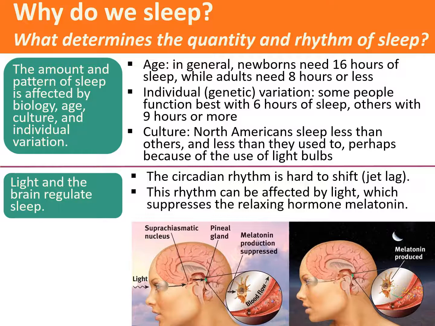So that SCN, in the presence of light, will tell the pineal gland to stop making melatonin, the hormone melatonin. And when the pineal gland stops making melatonin, we become less drowsy and we become more awake. And that's how light gets us to become awake: it has the suprachiasmatic nucleus tell the pineal gland to stop making melatonin, and we wake up.